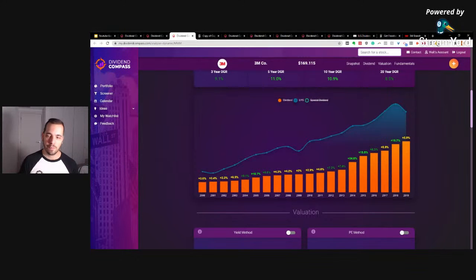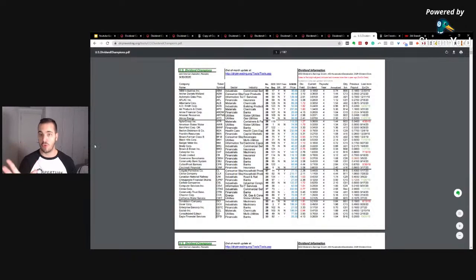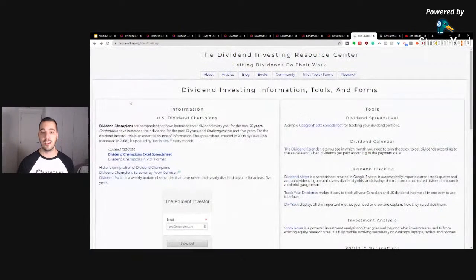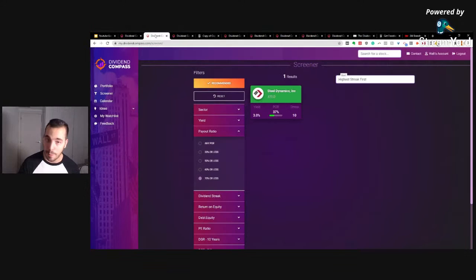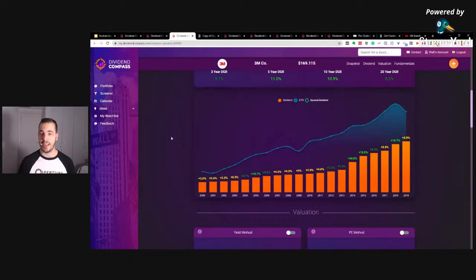So this should always be taken as a starting point. I always verify this to make sure that everything is okay. But it's definitely more reliable, in my opinion, than this, for example, which is still great. If you've just joined the stream, by the way, this is a great starting point. This is called the US Dividend Champions spreadsheet. This is not mine, by the way. This is what a lot of dividend growth investors use. But Dividend Compass, in my opinion, is way better than that. You get way more reliable data that way.